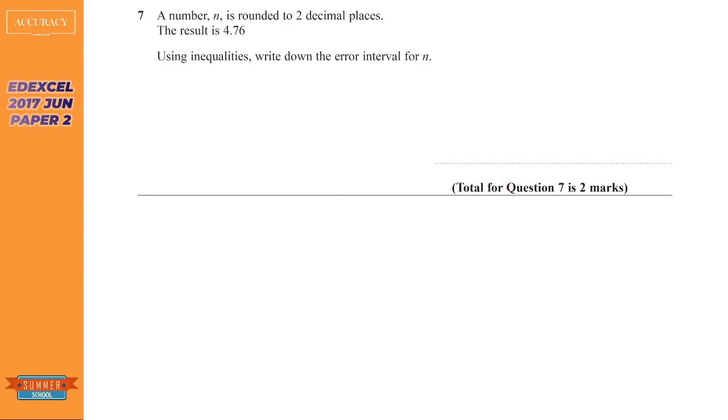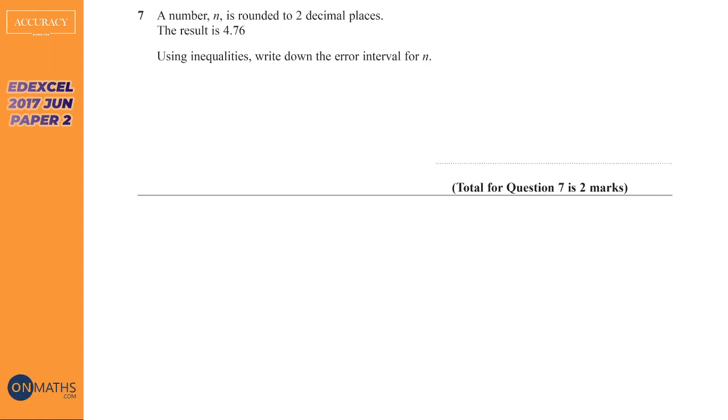Now this is basically the opposite of rounding. This is when we've rounded a number and then we've got to work backwards to figure out what the number could have been. Like what's the smallest it could have been, what's the largest it could have been. So with this one, we've rounded a number to 2 decimal places, and it's 4.76.